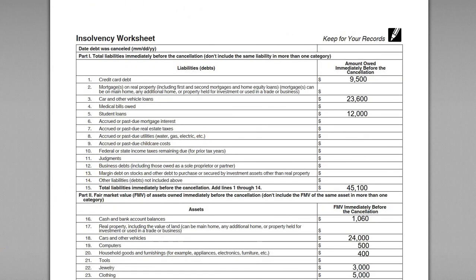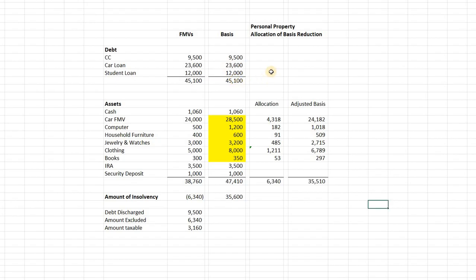Remember, insolvency is the excess of your liabilities over your assets. John has done this worksheet, and he's also done it in this Excel workbook. This will be important when we go through the 982 because, if you're excluding an amount from income, you have to reduce certain tax attributes: capital loss carryovers, passive activity loss carryovers, NOLs, general business credits, things like that. But if you don't have any of those, then you reduce the basis in your personal property.